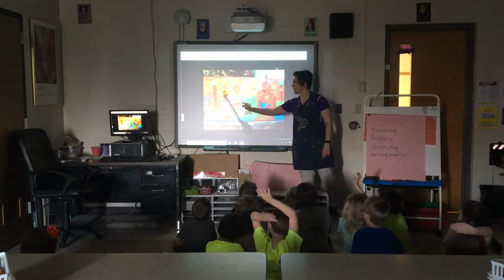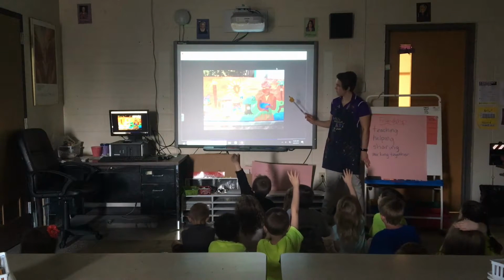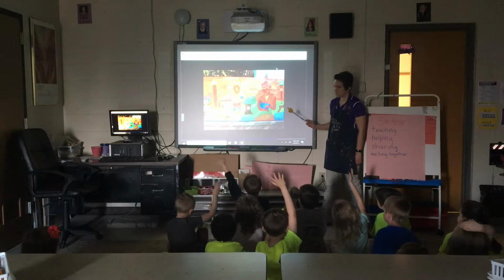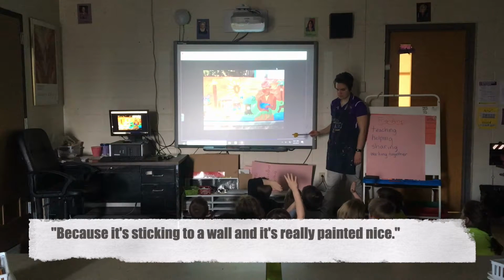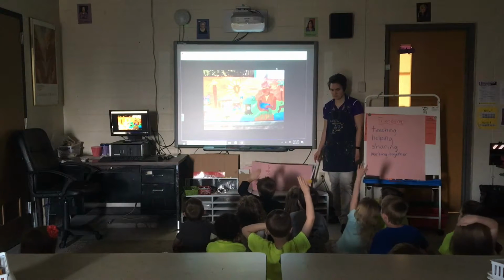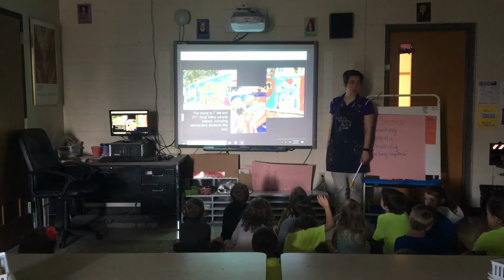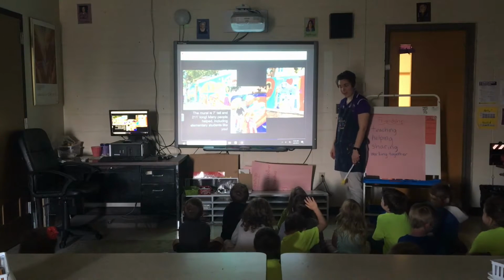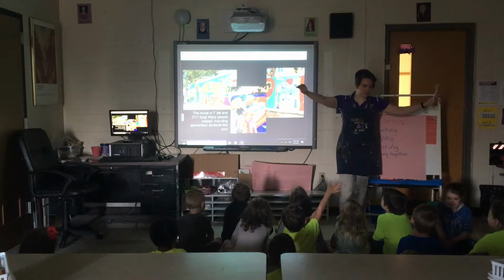Are you saying you're looking back here and that looks like maybe it's painted on a wall? What do you see that makes you say it could be painted on a wall? Because it's sticking to the wall and it's really painted. Okay. Nice. While the session itself was not extraordinary, we were able to draw connections between the mural that a lot of people made outside a hospital to the one that we ourselves made in the hallway.